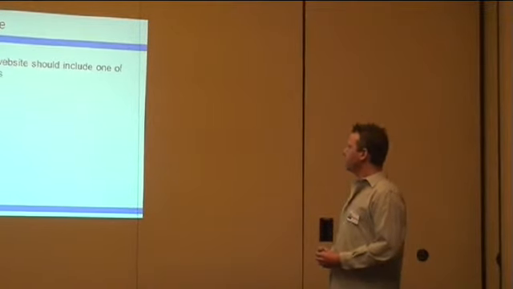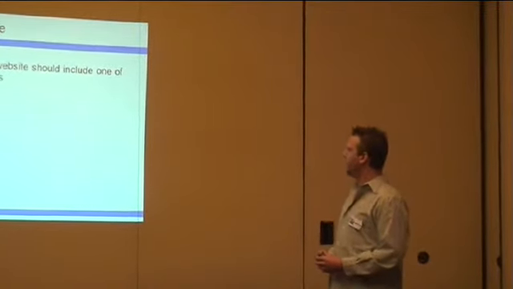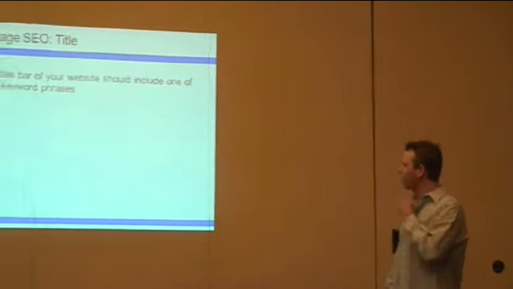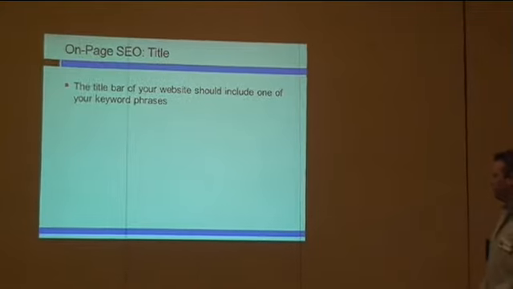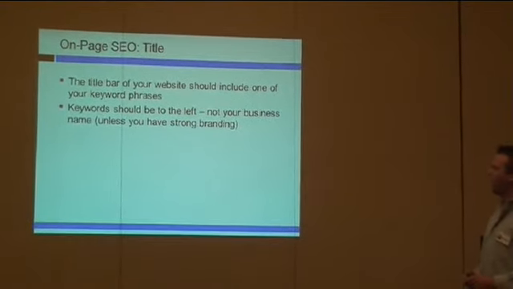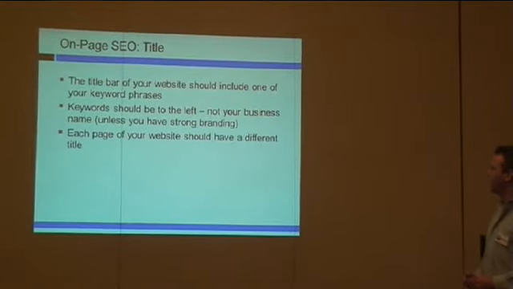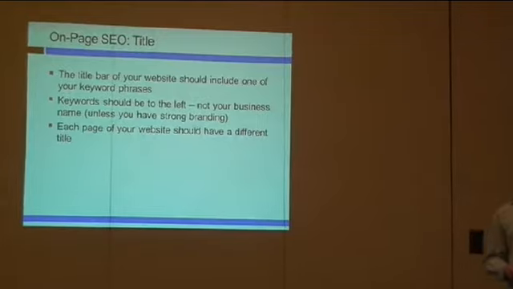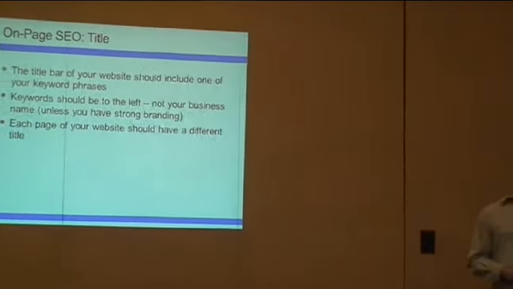So on-page SEO, the title. The title bar on your website should include one of your keyword phrases. I will show you a sample at the bottom here. Keywords should be to the left, not your business name. Each page of your website should have a different title. This happens naturally with WordPress, which is really nice.